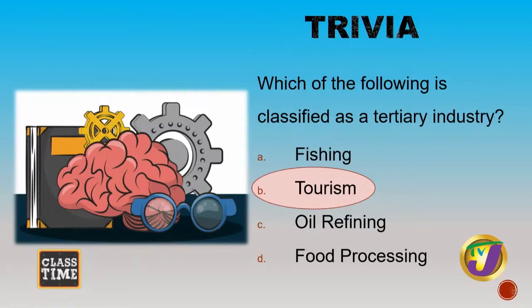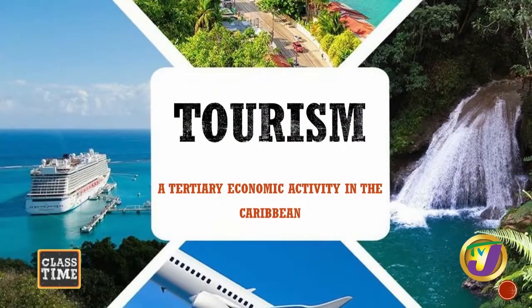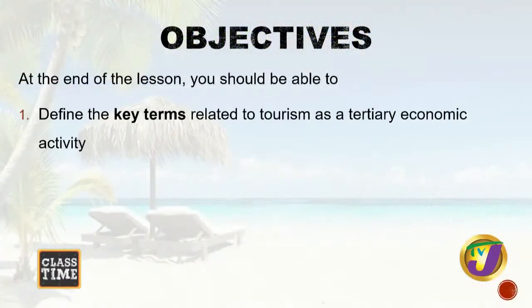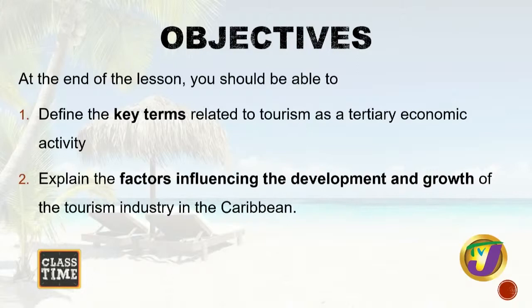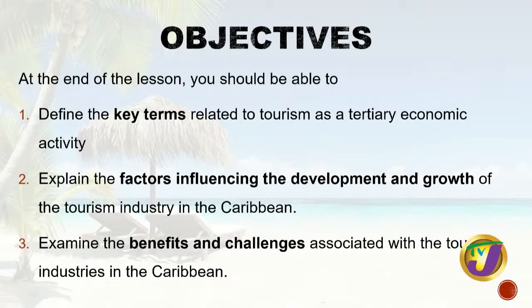We'll be looking at tourism as a tertiary economic activity. Your previous geography lesson will have you look at food processing as a secondary industry and fishing or farming as a primary economic activity. The objectives to be covered include defining key terms relating to tourism as a tertiary economic activity, explaining the factors which influence the development and growth of the industry in the Caribbean, and we're also going to look at some of the benefits and challenges of tourism in the Caribbean.